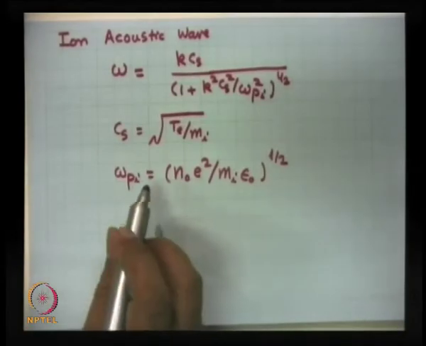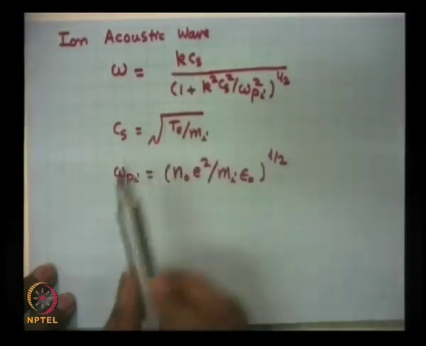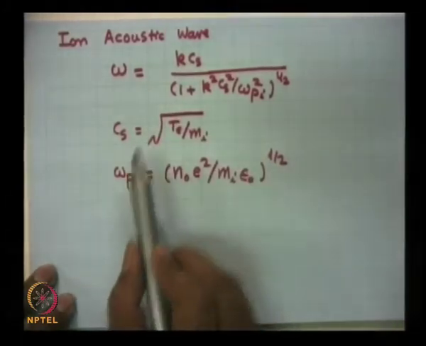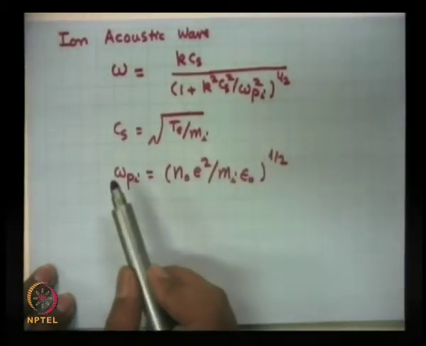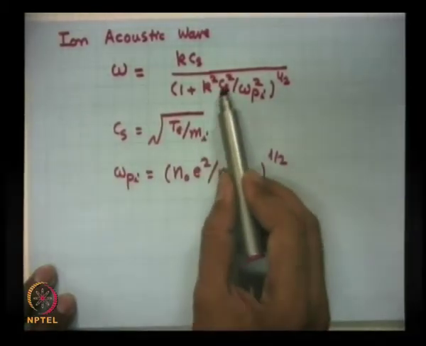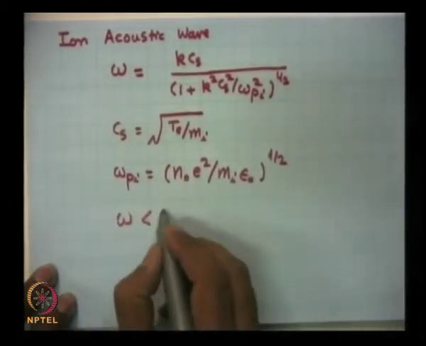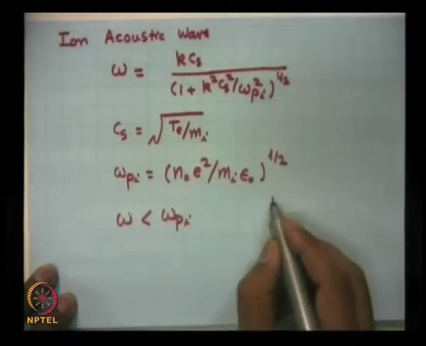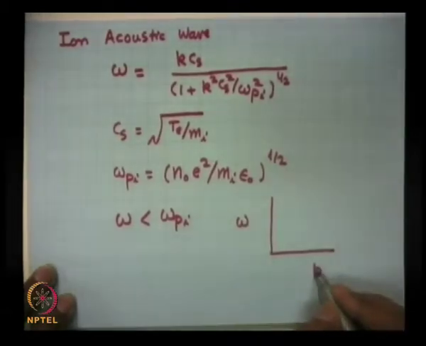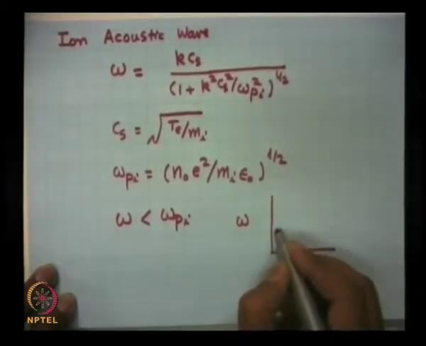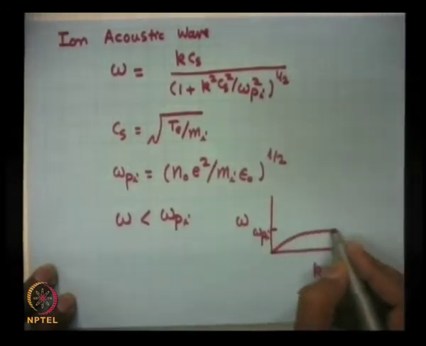So, a wave of frequency omega with wave number k will have a phase velocity omega by k which is less than Cs, depending on how close K Cs is to omega pi, but the highest value of omega is less than omega pi. So, if I plot a graph here, omega versus K Cs, and suppose omega pi is here, then this goes like this, it saturates.